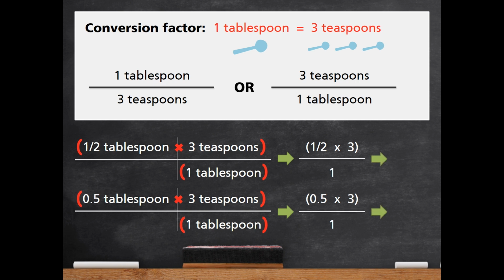Finally, we divide those two numbers or reduce the fraction. Dividing by 1 leaves us with the same answer. The answer to the problem is half a tablespoon of cinnamon equals 1.5 teaspoons.